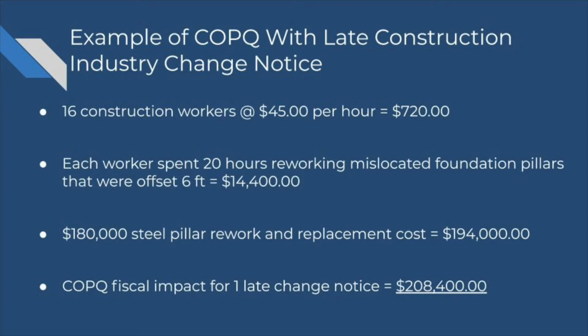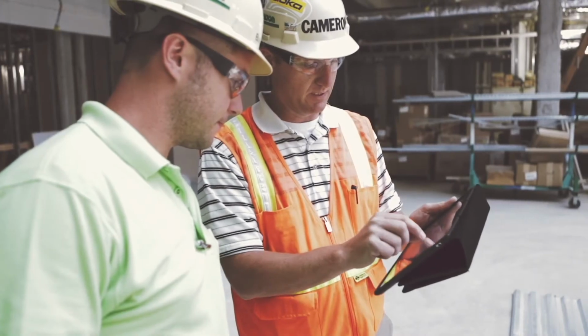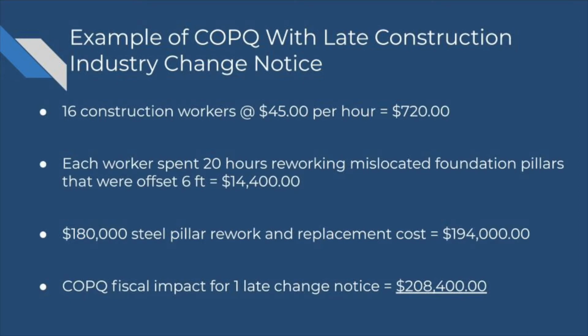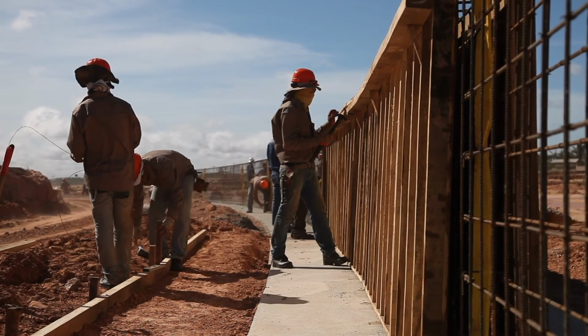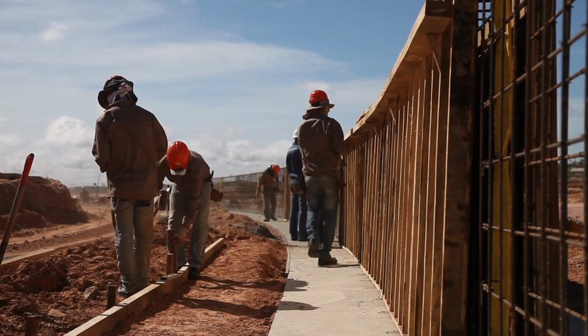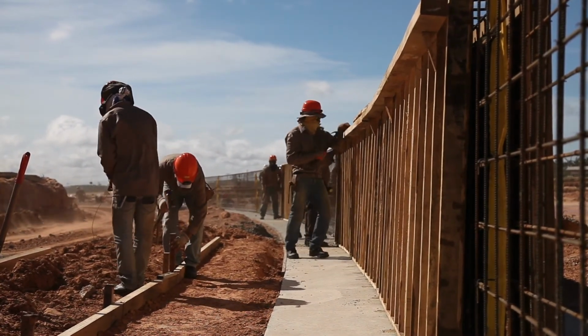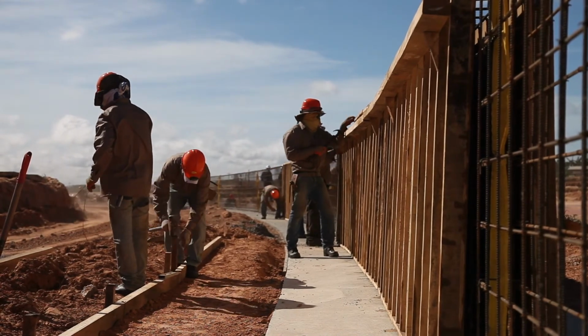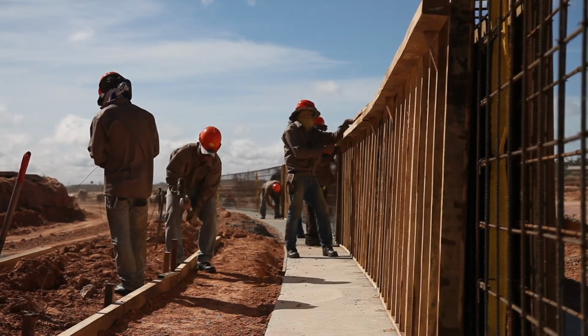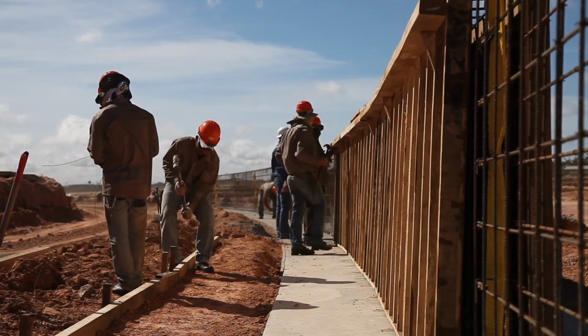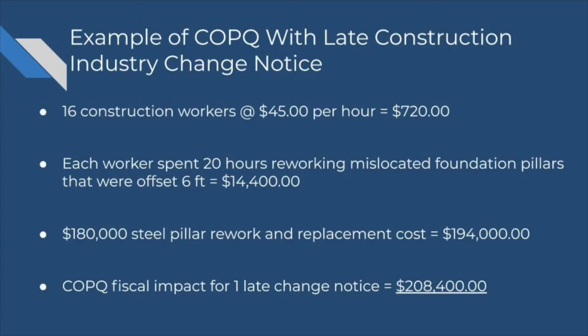In this scenario, we have late construction industry change notices. If you have 16 construction workers that cost you $45 per hour in labor, that's going to equal $720. If each construction worker spends 20 hours reworking mislocated foundation pillars that were offset by 6 feet or so, that's going to be $14,400. We have $180,000 of the steel pillars being reworked and replaced, which is going to cost you $194,000. The total cost of poor quality and the fiscal impact of this one late change notice could equal $208,400.